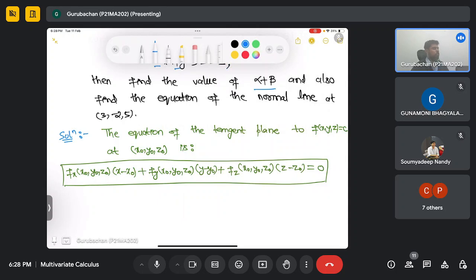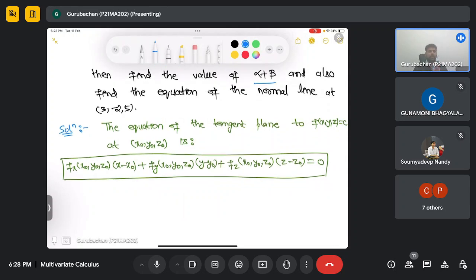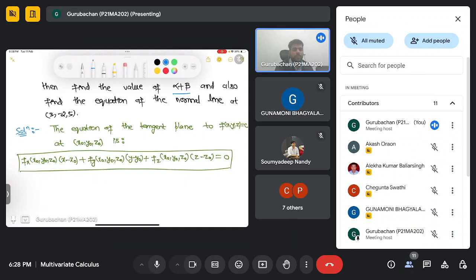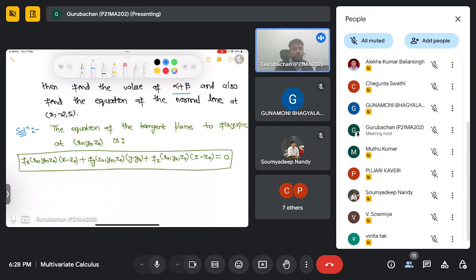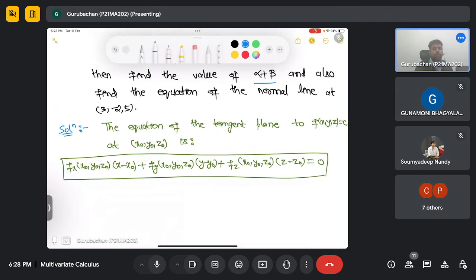I have changed the color just to note that we are recalling this from our lecture. Did anybody already find out the equation of this tangent plane, or else what is the value of this alpha plus beta? The value is 0. Okay.